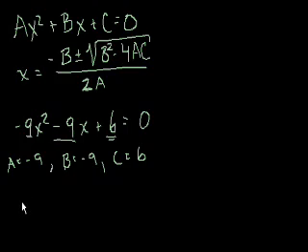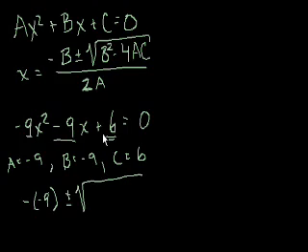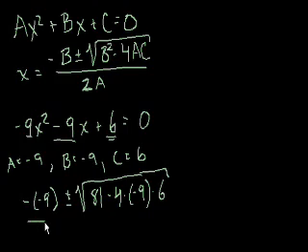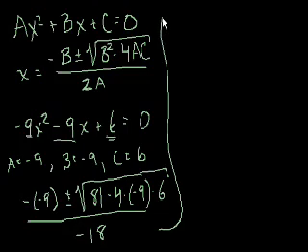So negative b, so it's negative times negative 9, right, that's b, plus or minus the square root of b squared, so that's 81, right, negative 9 squared, minus 4 times negative 9, right, that's a, times c, which is 6. And all of that over 2 times negative 9, which is minus 18, right, 2a. Let's try to simplify this up here.